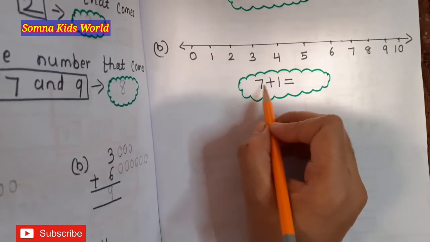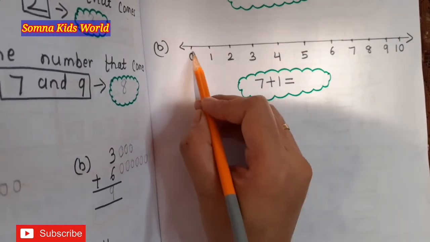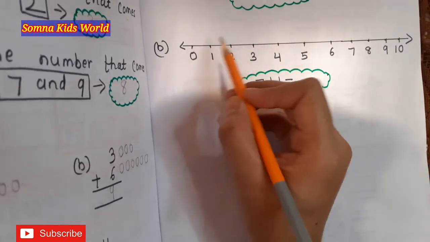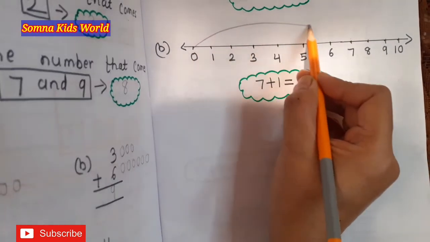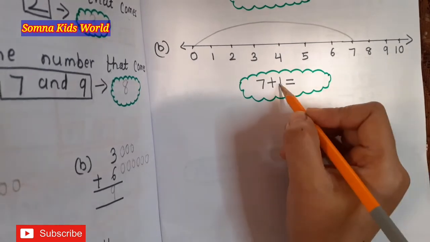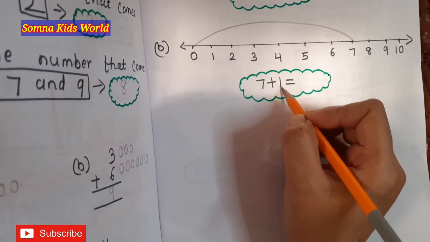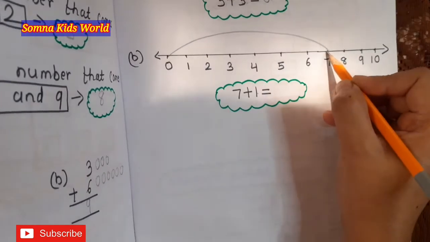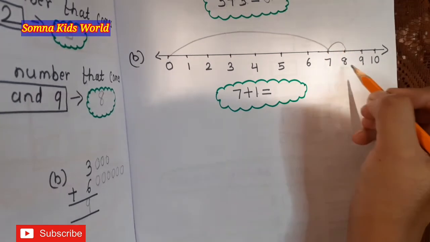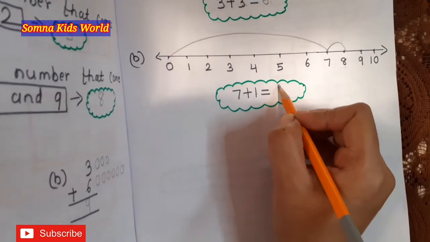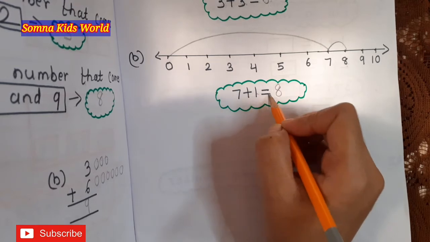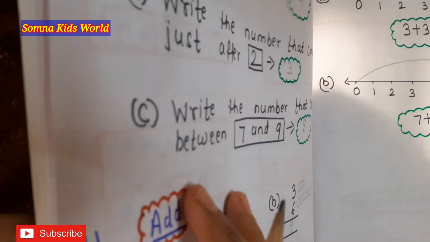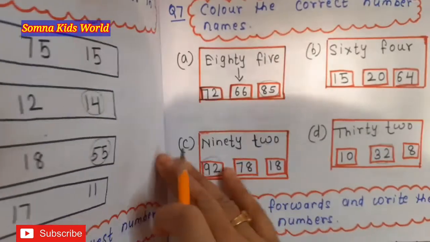Next here, 7 plus 1. So from 0 directly they have to jump till 7. From here, how many jumps? They have to do only one jump from 7. So the answer is 8. 7 plus 1 is 8. So this is all about the grade 1 class part 1 worksheet.